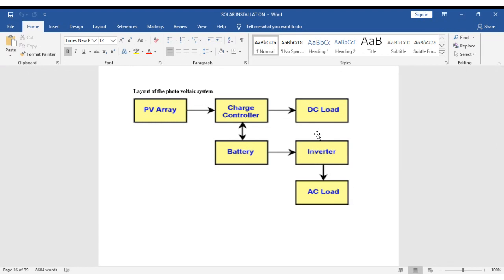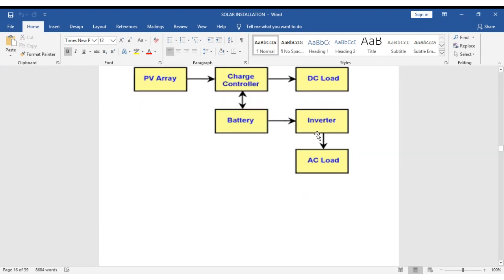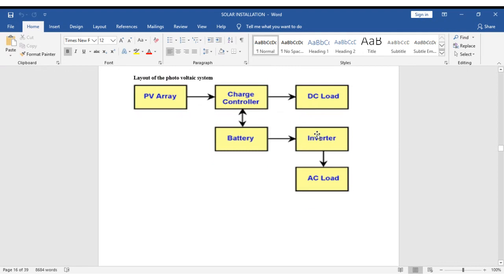So this is the general description of how you lay out the PV system. PV array, charge controller to the battery, to the inverter, and then to the AC load, and also from the controller to the DC load. You don't want to miss a question on the PV system, especially this one. You can be told to draw the PV system layout and also describe the components.